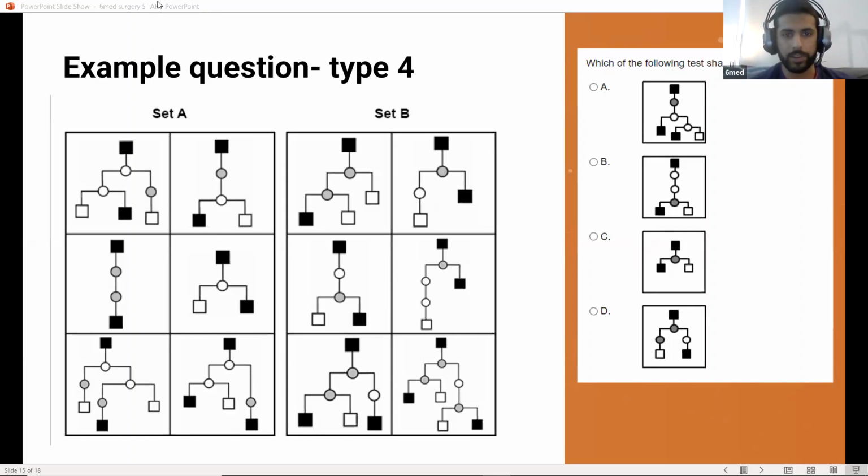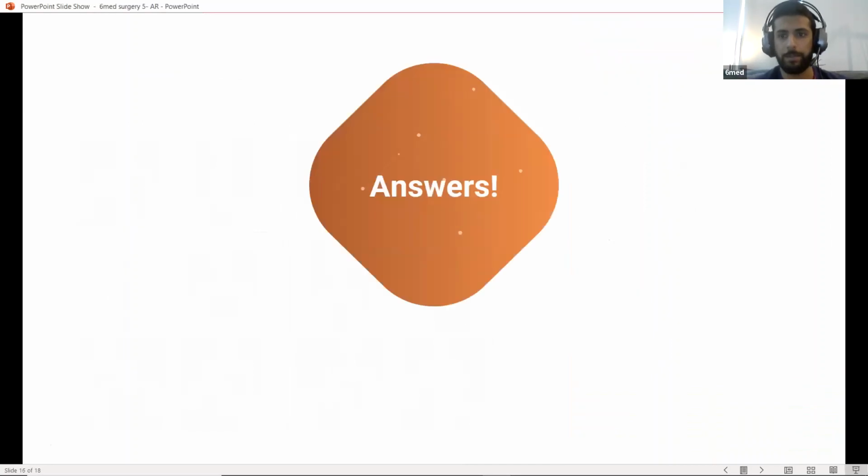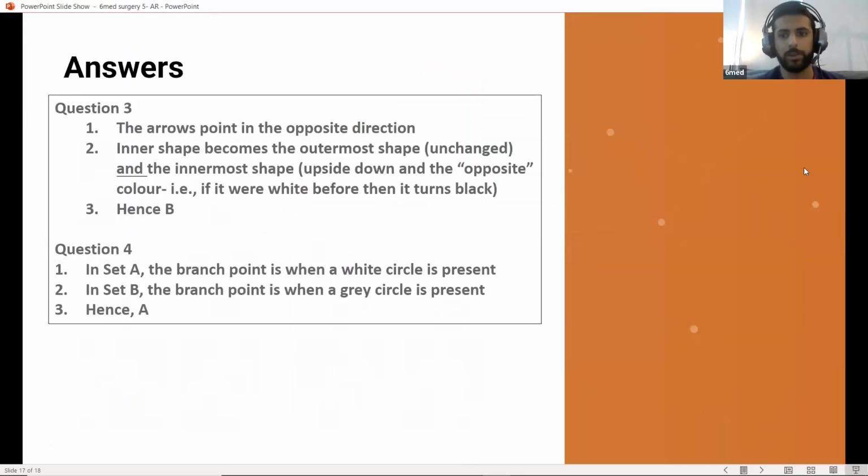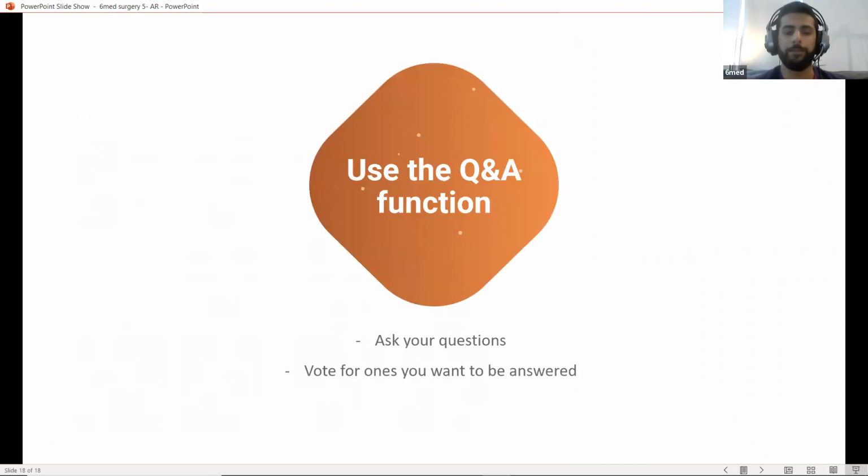Then Ab is asking, does the grey circle branch only once, but the white circle branches twice in set A? Yeah, that's another way to look at it. But the grey circle branching once is just the equivalent of it continuing, so it's the same idea to me. And therefore A is the answer here. I've written a description of the answers here, which you can see when you go through the slides later on.